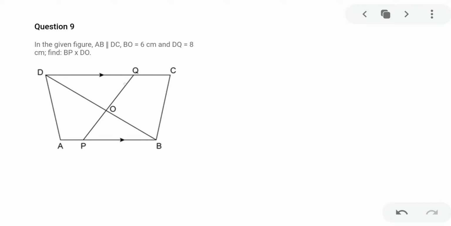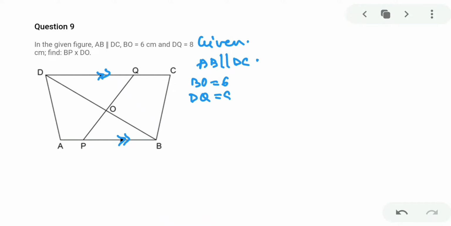And it says in given figure AB is parallel to DC. मैं mark कर लेती हूँ. It's marked already. I'll mark it again with blue. AB is parallel to DC. This is given to you. This is the given part. Correct? And now you have been given BO is equal to 6. DQ is equal to 8. And you have to find BP into DQ.